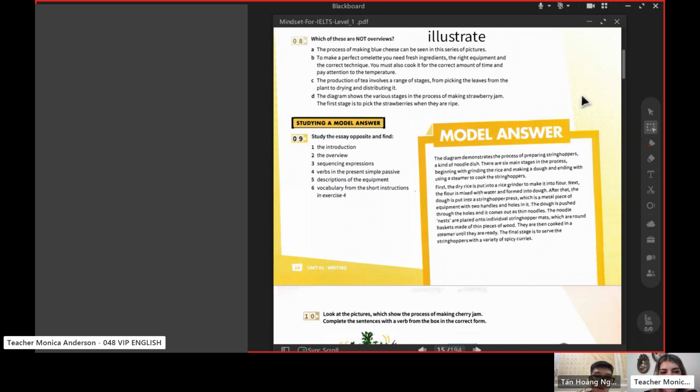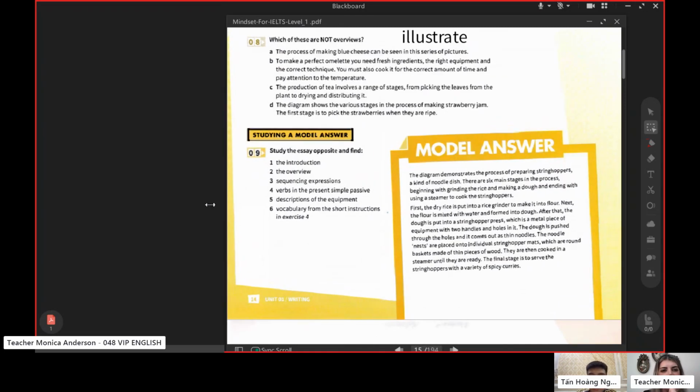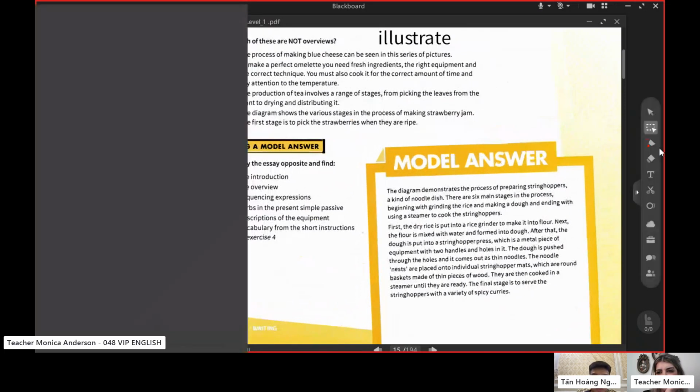The diagram demonstrates the process of preparing string hoppers, a kind of noodle dish. There are six main stages in the process, beginning with grinding the rice and making a dough, and ending with using a steamer to cook the string hoppers.